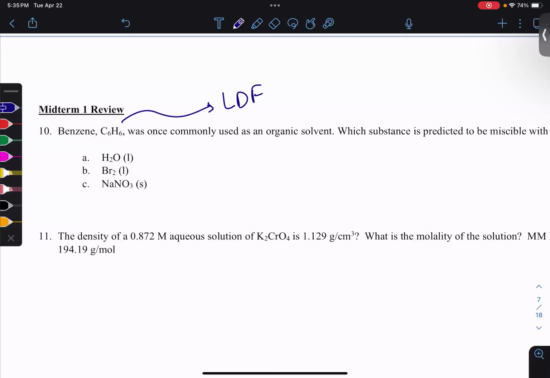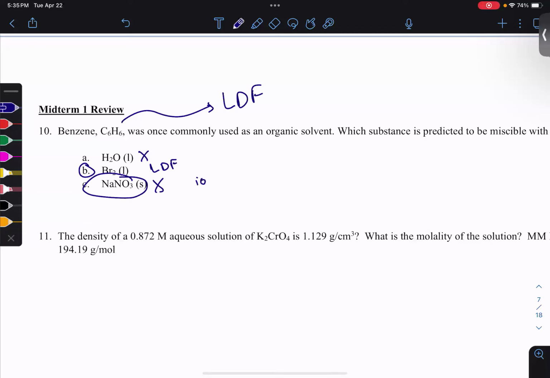So do you think benzene will mix well with water? No. What about sodium nitrate? No. So our only answer here is going to be bromine, because bromine also has LDF. So the question is, why doesn't benzene mix with sodium nitrate? Sodium nitrate is what kind of substance?